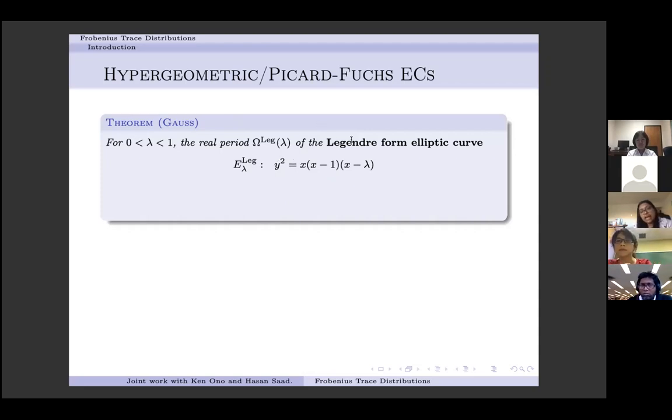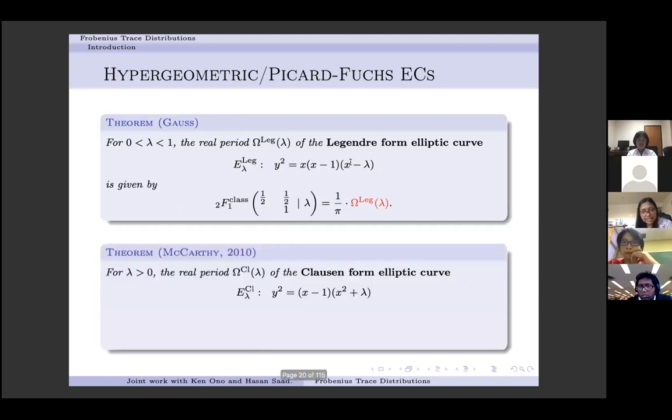He considered the Legendre form of elliptic curve, which is given by this equation, where this equation varies with respect to lambda. So he proved that if lambda is a real number lying between 0 and 1, then the period, which is the generator of the lattice, called the period of the elliptic curve, is associated with this 2F1 hypergeometric function in this way. So this was proved by Gauss. This kind of result is not very common.